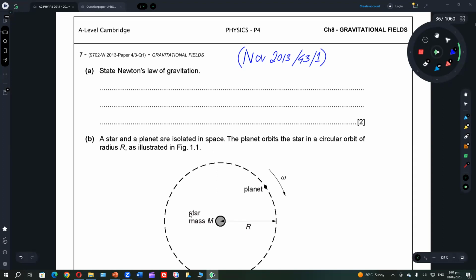Newton's law of gravitation says that the force of attraction between two masses is directly proportional to the product of the masses and inversely proportional to the square of the separation between the masses.